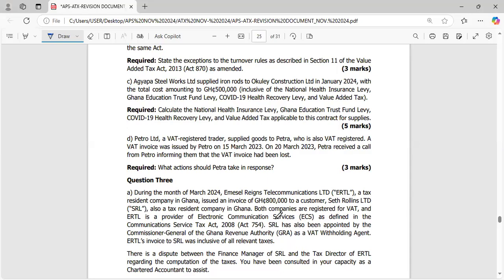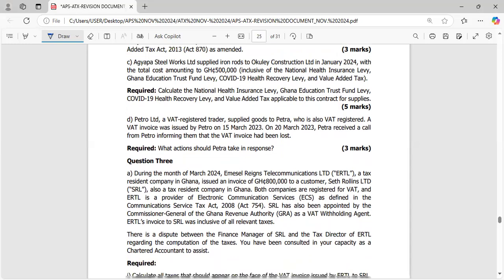But if you lost your VAT invoice and did not take any steps to see if you can get the duplicate, you are just sitting down there, they will not allow you. So when you lost your VAT invoice, go to the person who gave you the invoice and try and see if you can get the duplicate. Then you can use that to have your input VAT deduction. If you don't do that, the Commissioner General will not allow you to deduct the input VAT.